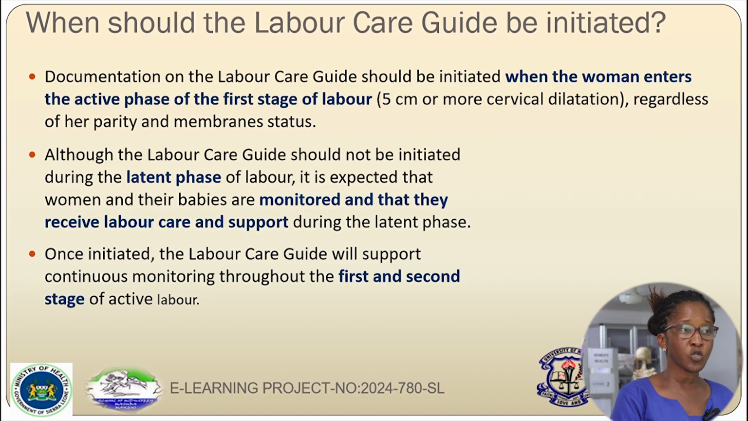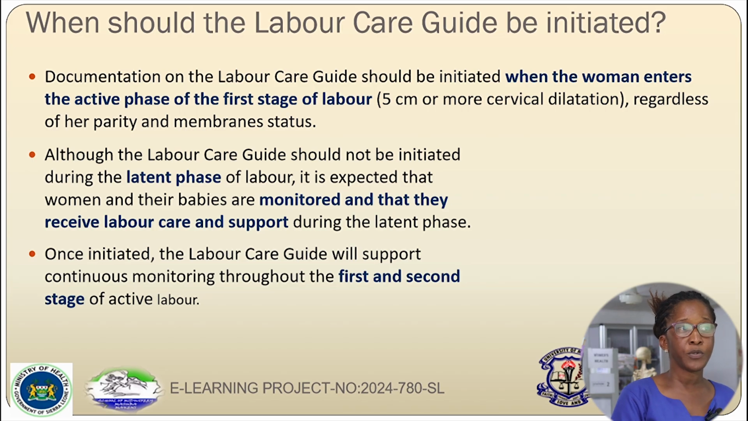So this tool is actually used during the active phase at 5 centimeters of cervical dilatation, regardless of parity and the membrane status. So meaning whether the membranes are intact or ruptured, we can still use the labor care guide to monitor the progress. Regardless of the woman's parity, whether gravida 1, para 5, we still need to monitor the progress of labor using the labor care guide.